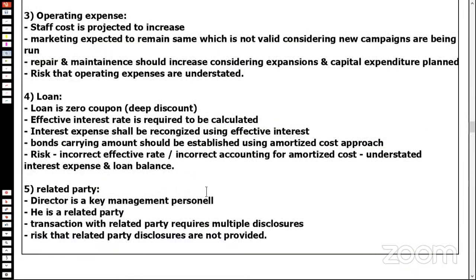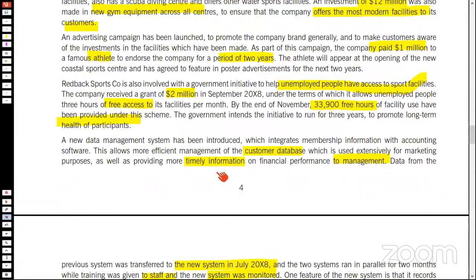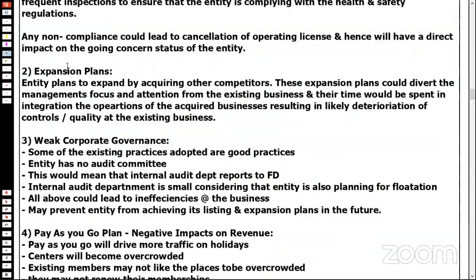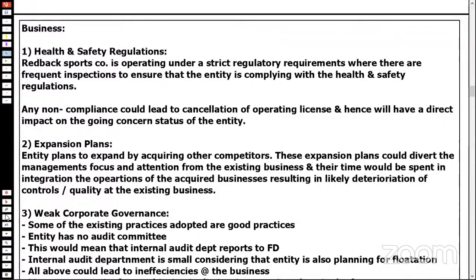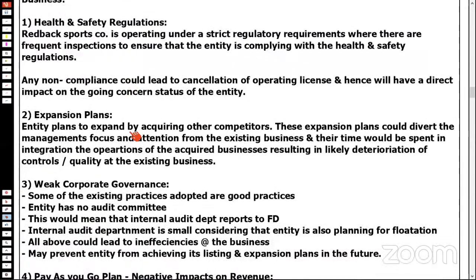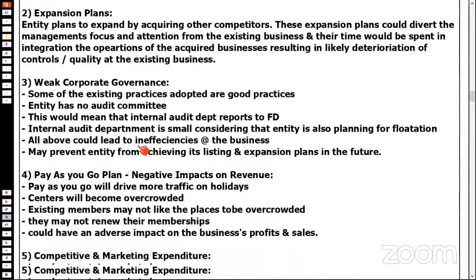Now see, what I will do is look at the different business risks that we identified, and try to see whether those business risks can have an impact on the risk of material misstatement. So health and safety regulations, okay, not much. Expansion plans, okay, if you have the acquisition, we'll look at it. The weak corporate governance, yes.